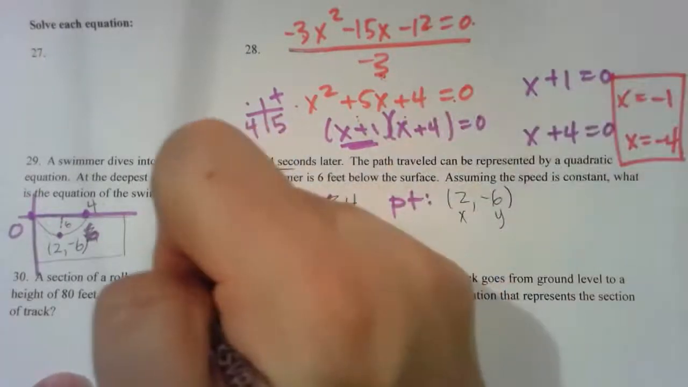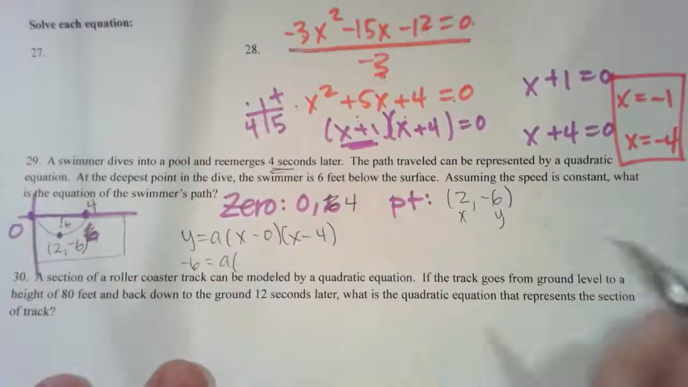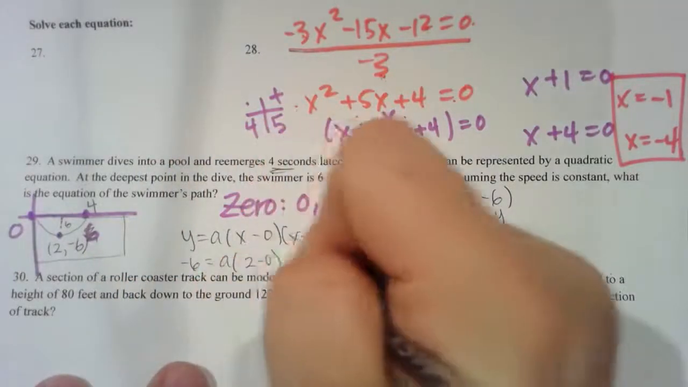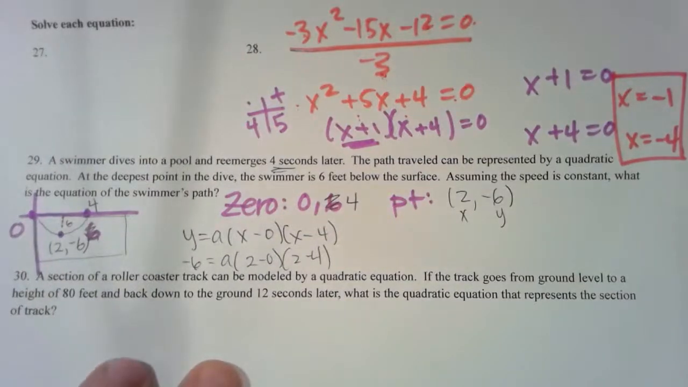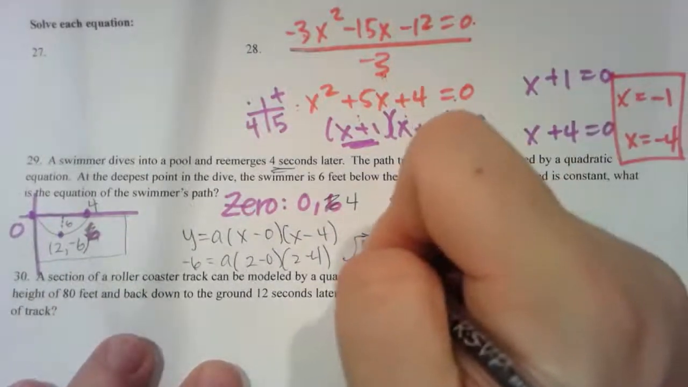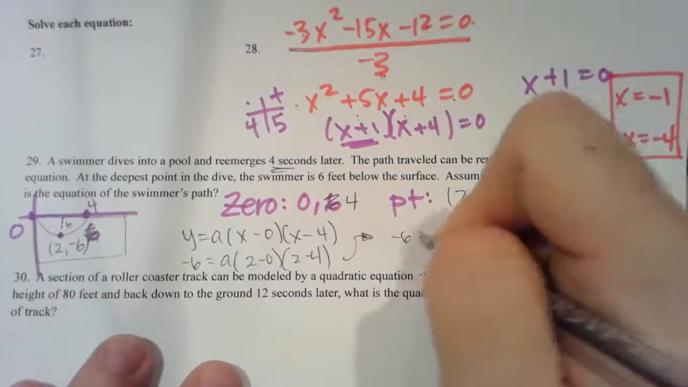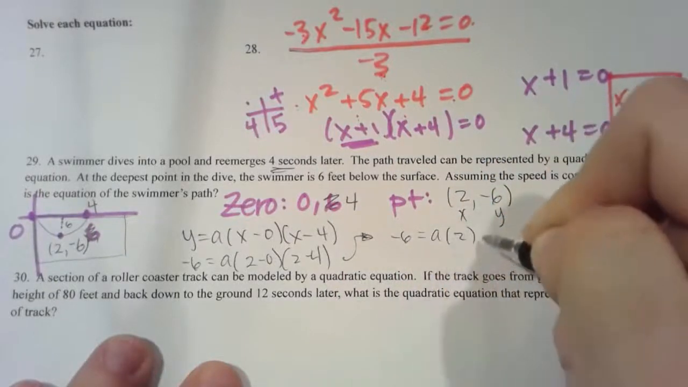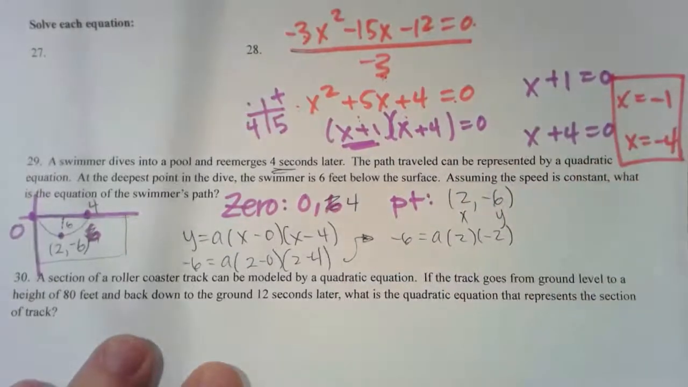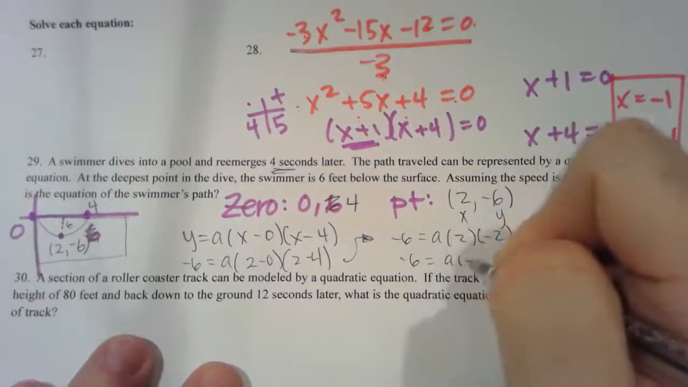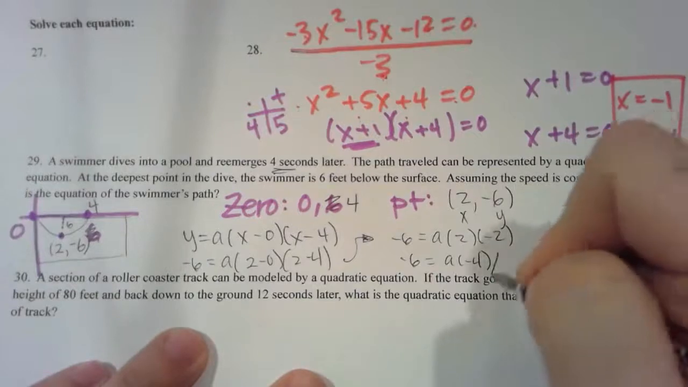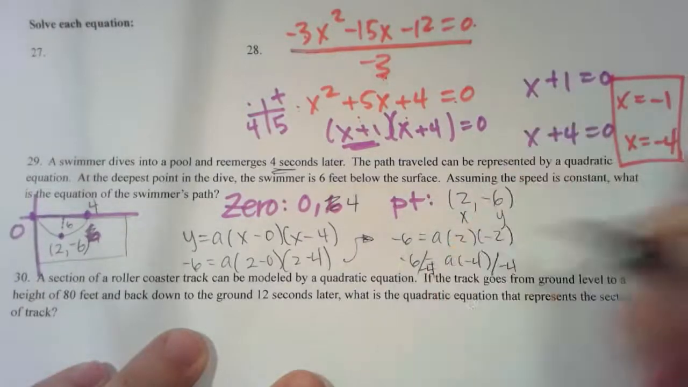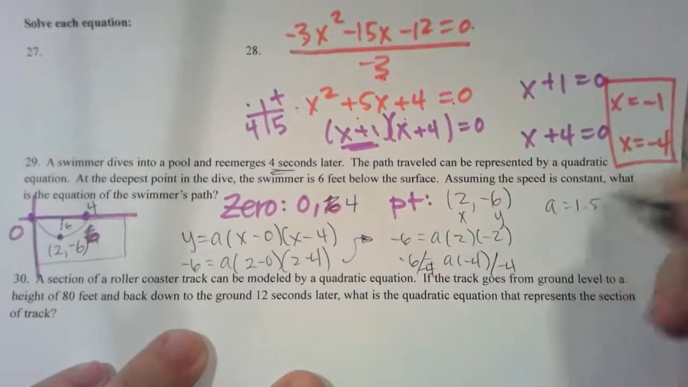So everywhere there's a y, we put a -6. A, 2 minus 0, 2 minus 4. -6 equals a times 2 times -2. Sorry, I'm racing here. And then let's divide both sides by a -4. When we do that, we get a equals 1.5.